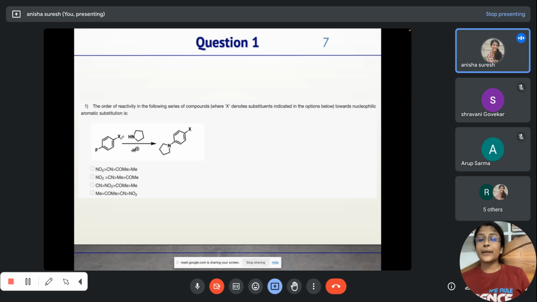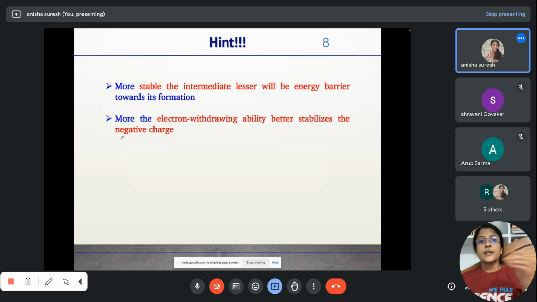So what will be the mechanism for this nucleophilic aromatic substitution reaction, and what factors will influence the stability or the rate of the reaction? The more stable the intermediate, the lesser the energy barrier towards its formation. We will be seeing the mechanism of the reaction. In that case, if the intermediate is stable, the energy barrier will be less, as we have seen.